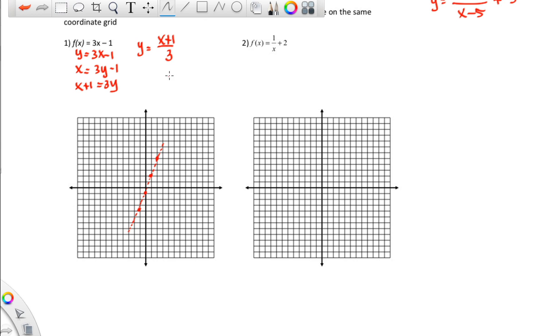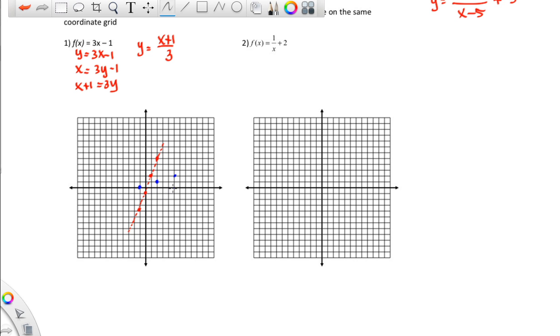Now that's a little harder to graph because it's not in slope-intercept form, but you can pick some values that are easy to work with. For example, at negative 1, you get 0 on the top. So at negative 1, you should be at 0, right? Let's do that in blue. So at negative 1, you're at 0. And then if you pick a 2 here, 2 plus 1 is 3, and 3 divided by 3 is 1. So if you're at 2, you're at 1. And you can then clearly see your slope, for example, it's up 1 over 3.